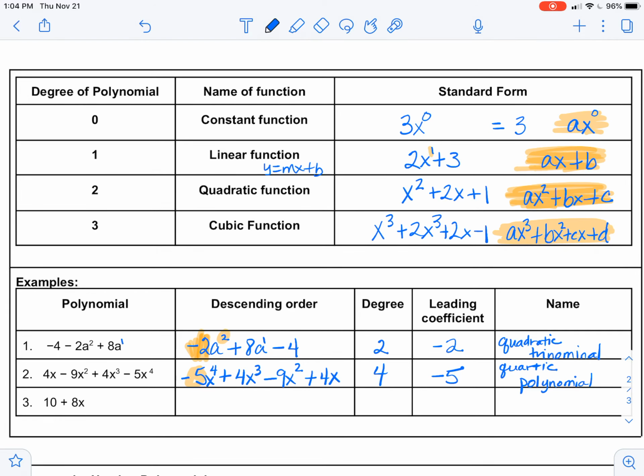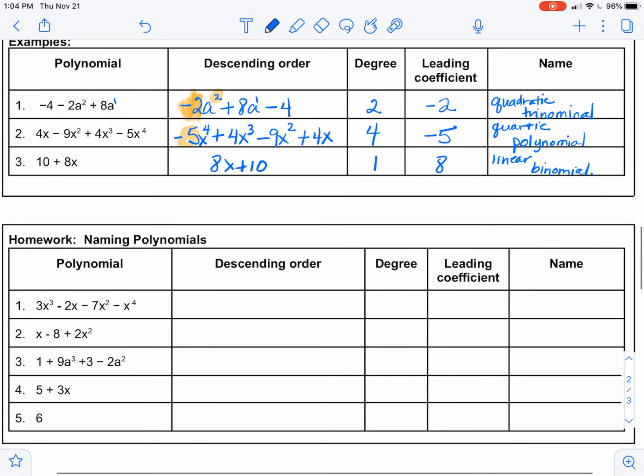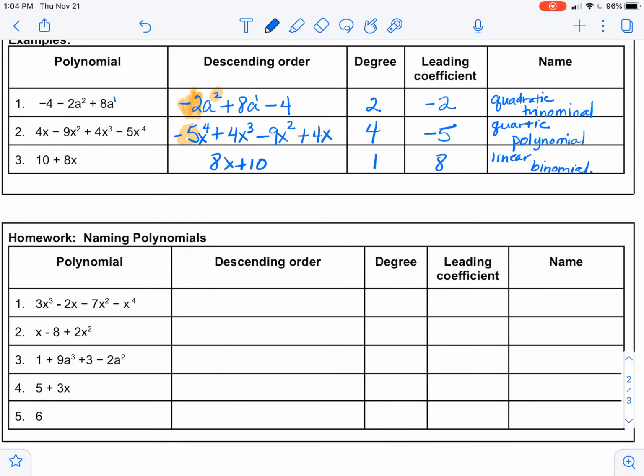Okay? Final one here, put it in order, so it's 8x plus 10. That means it has a degree of 1. My leading coefficient is 8. And it is to a first power, so it is linear. And it is 2 terms, so it is a binomial. Okay? And so you can either make this chart or somehow just write the answers out to the side, but do write down your polynomial, descending order, degree, leading coefficient, and the name of it, and that is your homework just for this lesson.